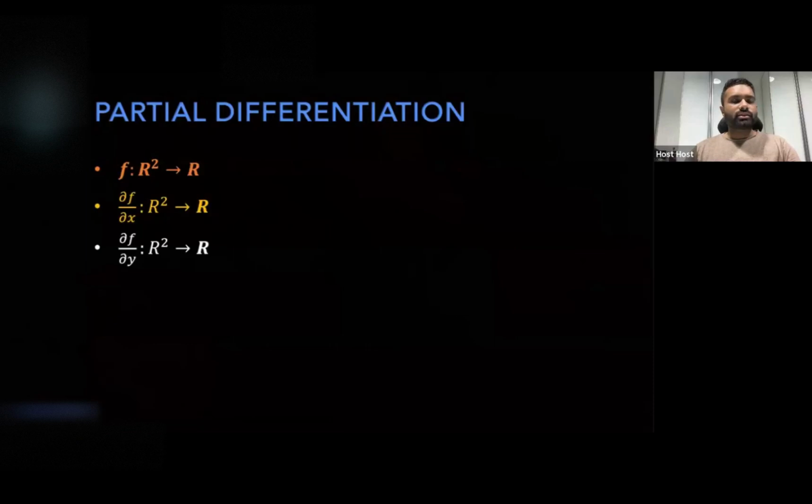These are the notations for the f that we have used. If f is a certain function whose domain is R square, and it is outputting a value in the codomain R, then del f by del x is also a function. Del f by del y is also a function. Both are functions, and the domain is the same as R square, and the codomain is also the same as R. The thing is, if I evaluate del f by del x and del f by del y at a certain point, then it will output a certain real value.